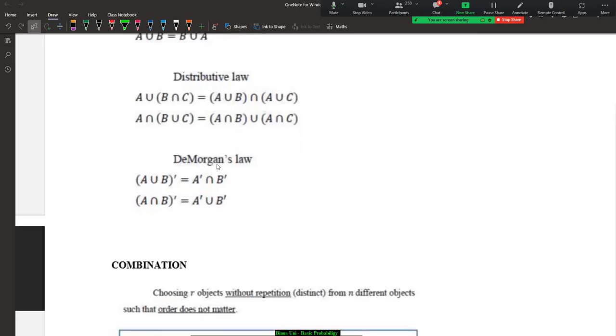Then the most important law that I want to highlight is De Morgan's law. De Morgan's law says that when we have set A union B and we want to find its complement, the complement of A union B should be A complement intersect B complement. This is one important law under De Morgan's law. Then for A intersect B, if we want to find the complement of A intersect B, it should be A complement union B complement. So this is the other form of De Morgan's law.